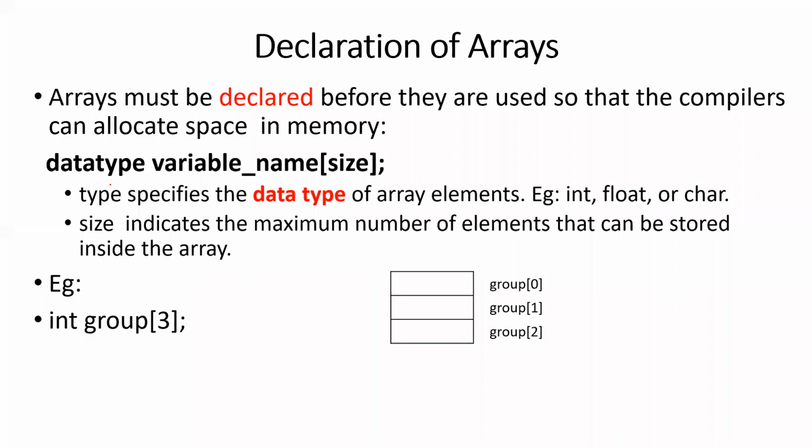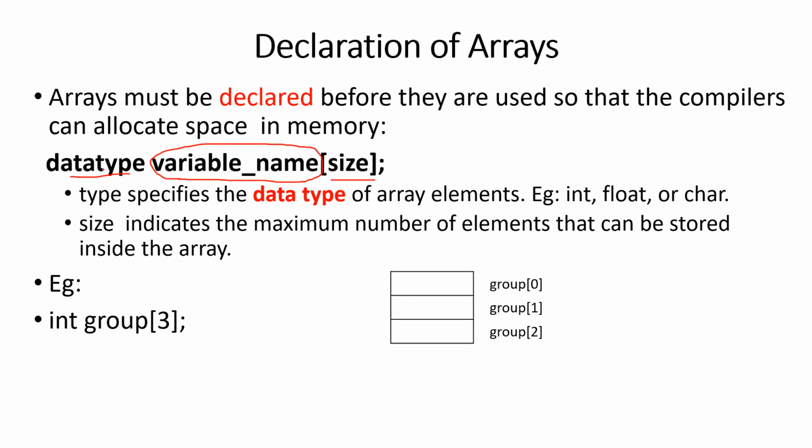So here, data type. The syntax of declaring an array is data type followed by the variable name. Variable name is nothing but our identifier, right? Followed by the size, which is given in square brackets. So what is the syntax? You have to write in your notebook.